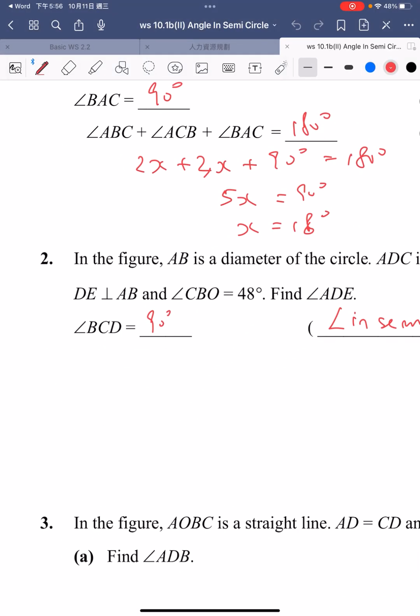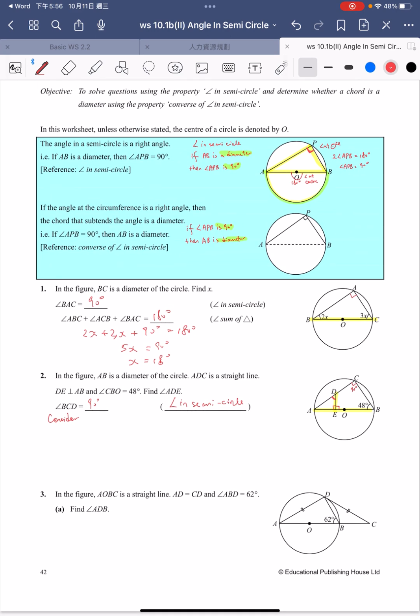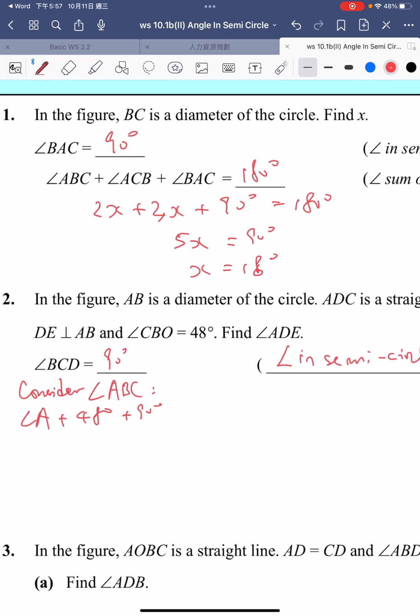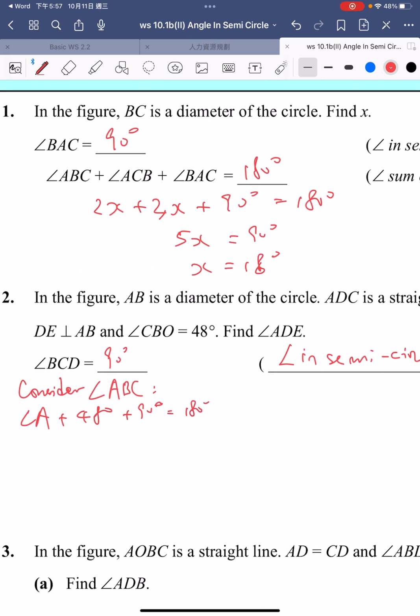So if we consider the triangle ABC, in this triangle ABC, we have the angle A plus 48 plus 90 degrees will give you 180 degrees. The reason is the angle sum of a triangle. Then we can say that this is 48 degrees. So the angle A is going to be equal to 90 degrees minus 48 degrees, which gives you 42 degrees.